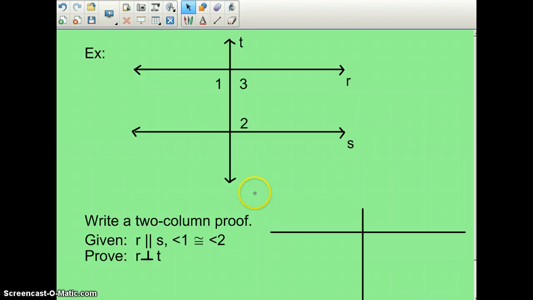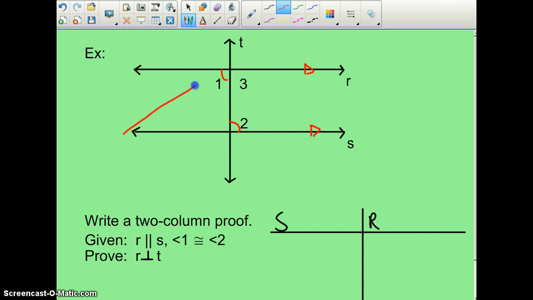Alright, so now we're going to talk about some proofs here. I've got a diagram right up here. I've got a two-column proof set up right down here with some statements and some reasons. We're supposed to write a two-column proof given that R and S are parallel, so I always like to mark that information if it's not already marked in my diagram. And then that angle 1 and angle 2 are congruent.